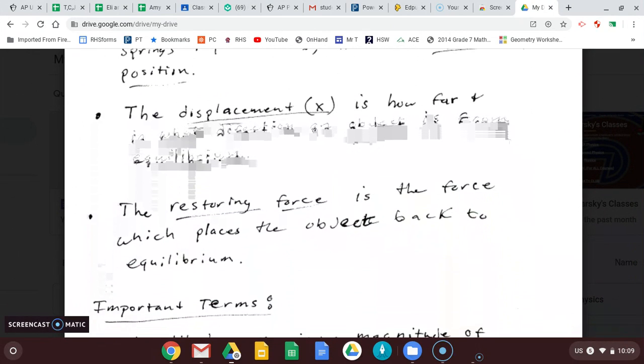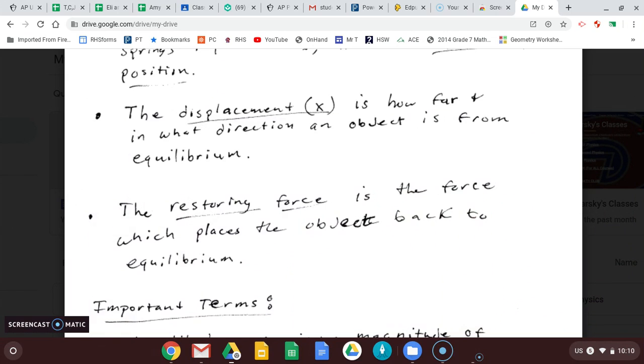The term displacement, as always, represents how far and in what direction an object is from equilibrium. And the restoring force we talked about before when we did Hooke's law, and that may come back here at times, is considered the force necessary to restore an object back to equilibrium. If you remember, Hooke's law was F equals negative kx. The negative was there for the fact that it was restoring back to equilibrium.